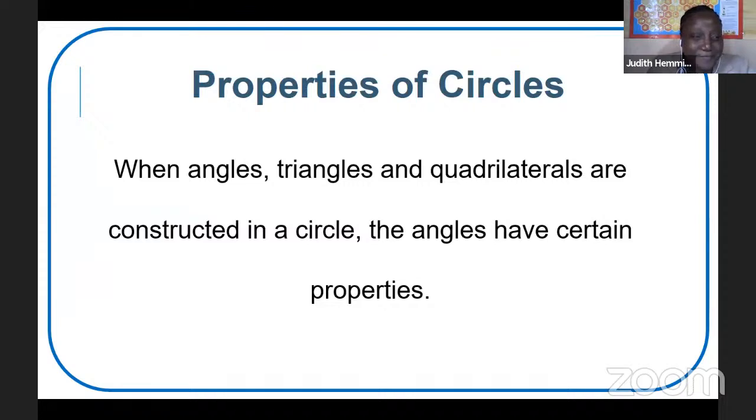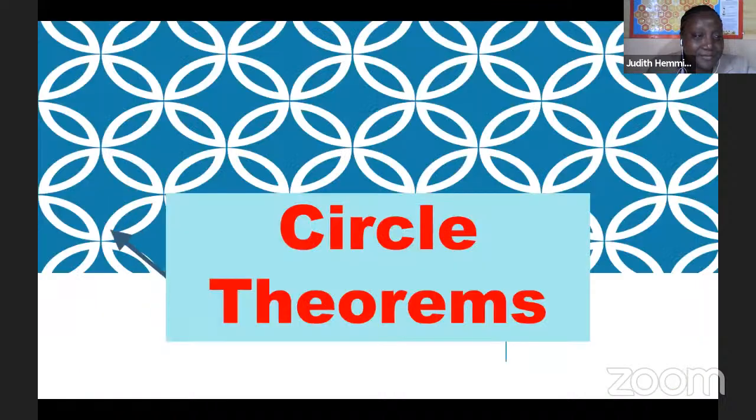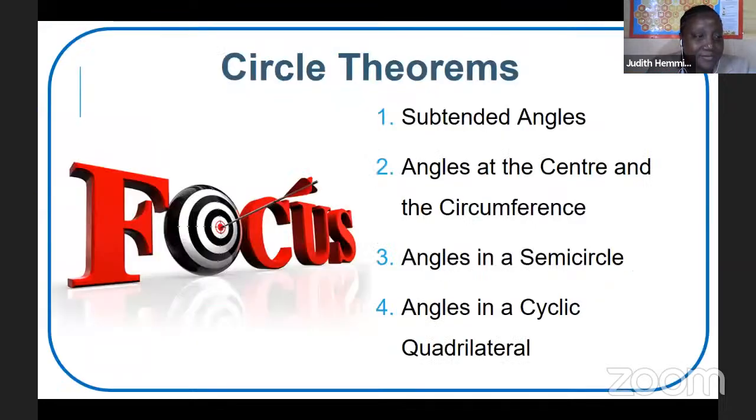All right, so we're focused now on properties of circles. When angles, triangles, and quadrilaterals are constructed in a circle, the angles have certain properties. And today we're going to be examining those properties, and those properties are what we refer to as circle theorems. Our aim this afternoon is to focus on 8 such theorems. And here are the first 4.